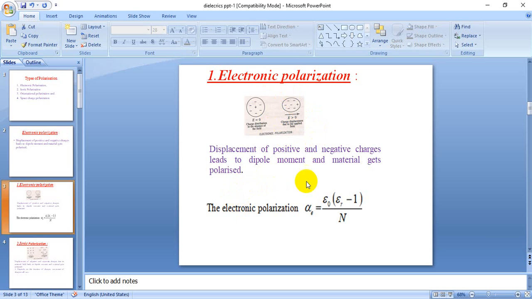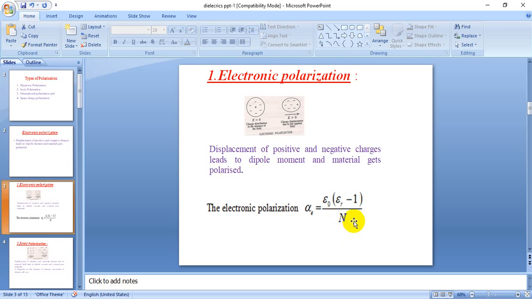The electronic polarization can also be explained in terms of a formula, called alpha E. Alpha E is equal to epsilon naught epsilon r minus 1 divided by n. Here epsilon naught is the permittivity of free space, epsilon r is the relative permittivity, and n is the number of atoms per unit volume. So that's all about electronic polarization. Once again, electronic polarization is the displacement of positive and negative charges, which leads to the dipole moment, and the material gets polarized.